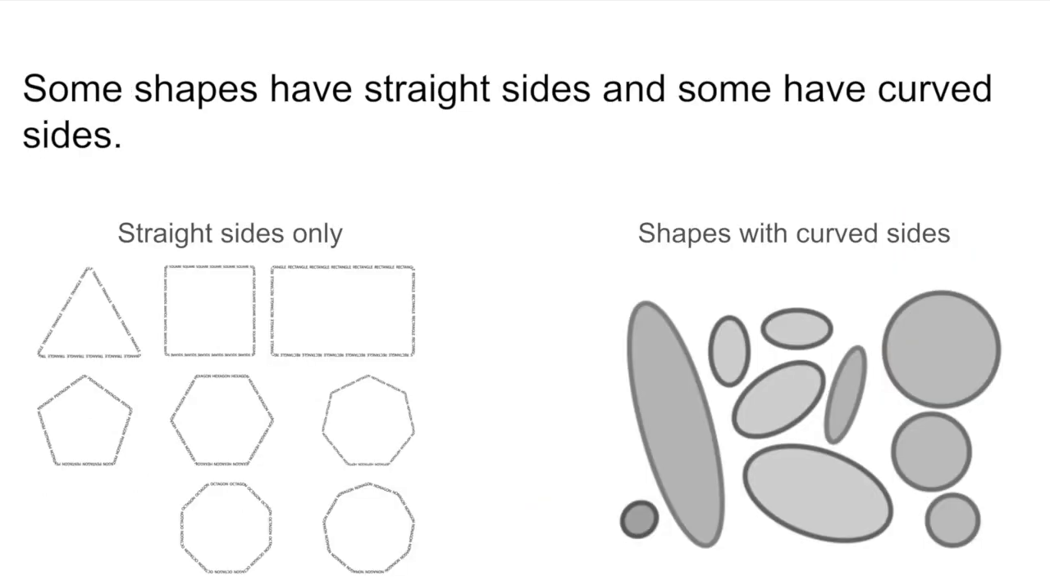Well, when you looked at all those shapes, you probably noticed that some shapes have straight sides, like these ones, where the lines of the sides are all straight lines. Even a shape with a lot of sides, as long as they're straight sides, that still fits in the straight sides only group. There's also shapes out there with curved sides.